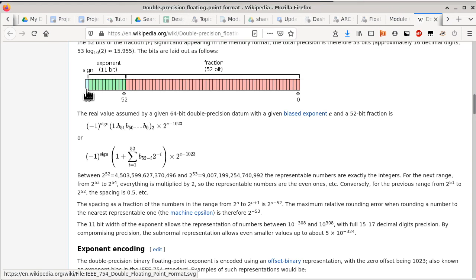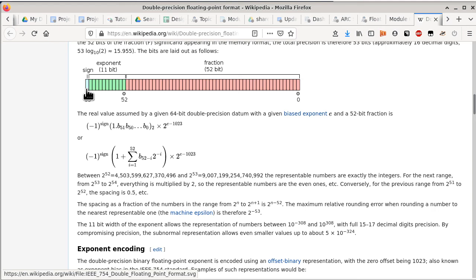Yep. So if the sign bit is 0, then it's the regular E. If the sign bit is 1, then it's E2. Is that correct? No. Okay. The sign bit, so you compute the value without taking the sign bit into consideration.